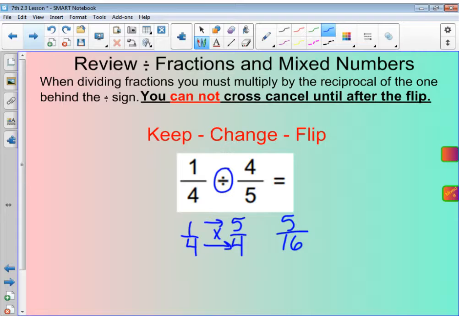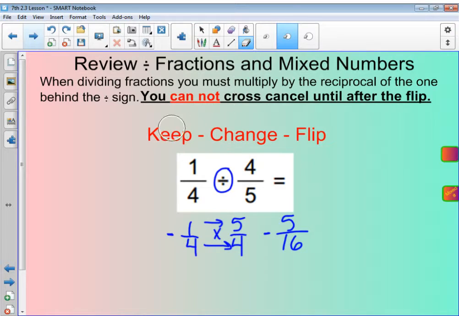Now, what they're going to do to us now, because we've been practicing fractions, is they might make one or both of these negative. So like here, had I had maybe a negative 1/4 times 5/4, divided by 4/5, it would make my answer a negative because we only had one negative sign. So remember with division, you get to count how many negative signs are there.